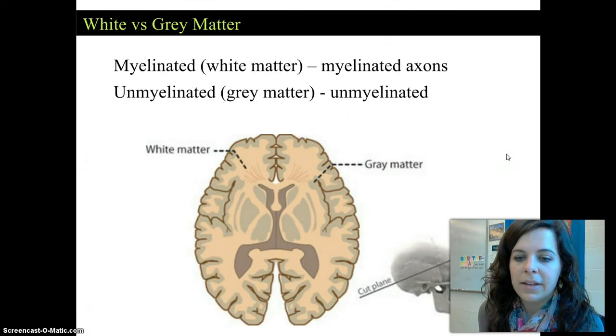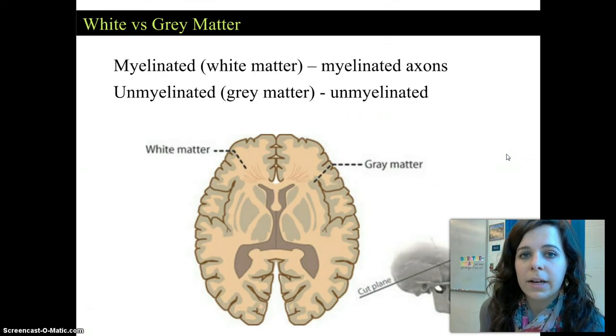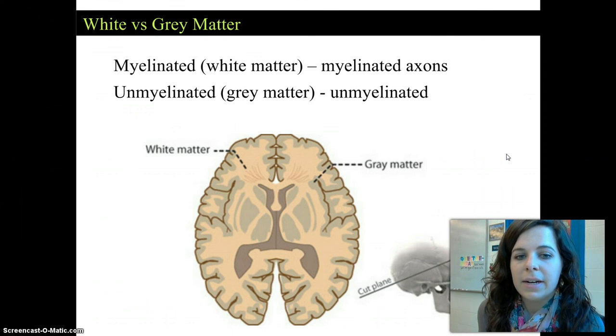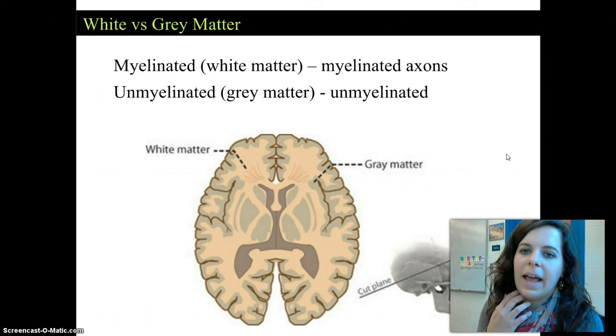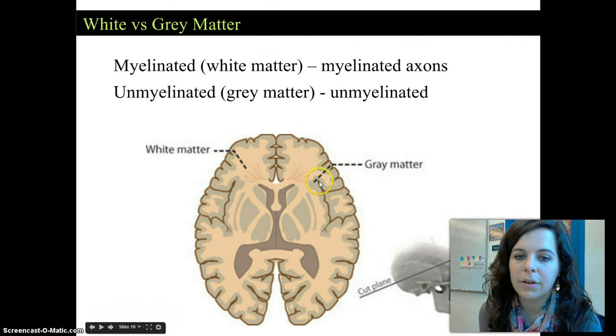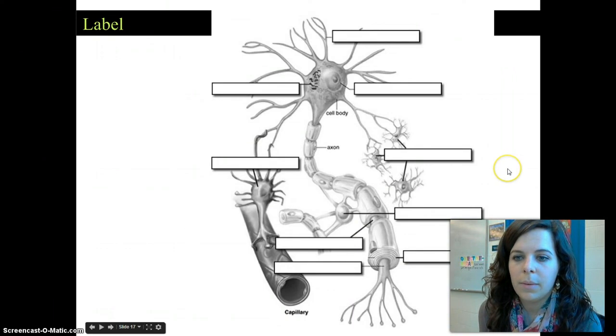In the brain and spinal column, you have white matter and gray matter. White matter is actually your myelinated axons, and gray matter would be unmyelinated. You can see that the gray matter exists mostly on the outside part of the brain. We'll be working on labeling this later on.